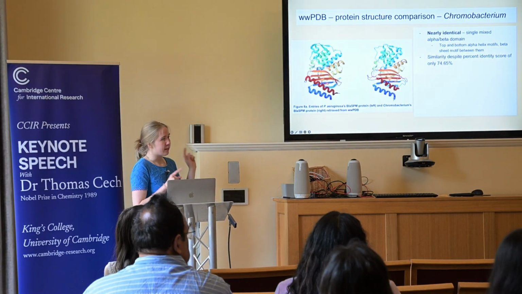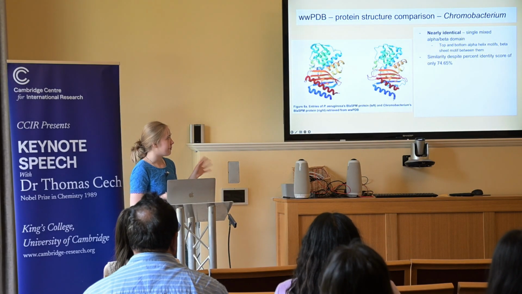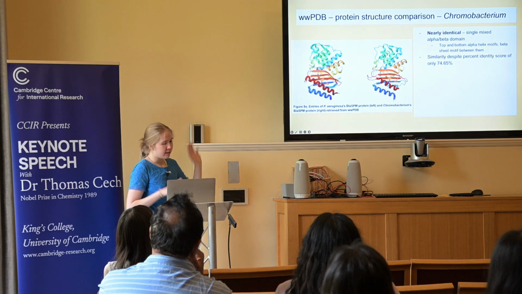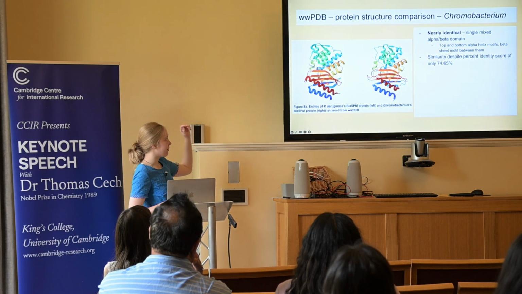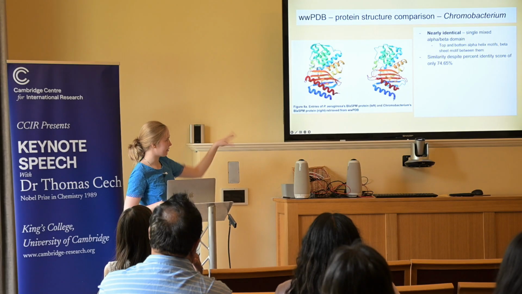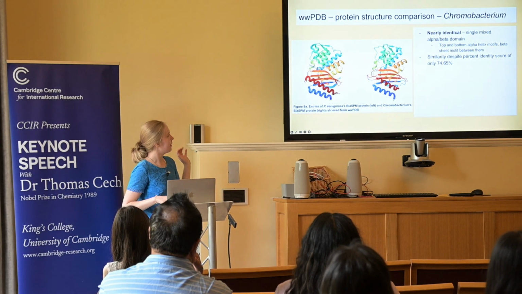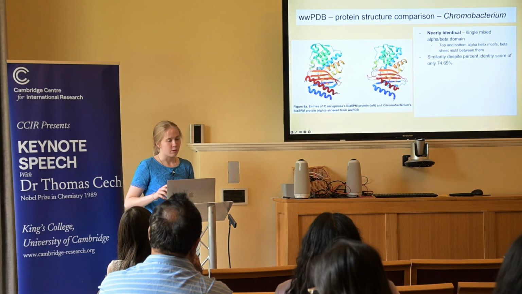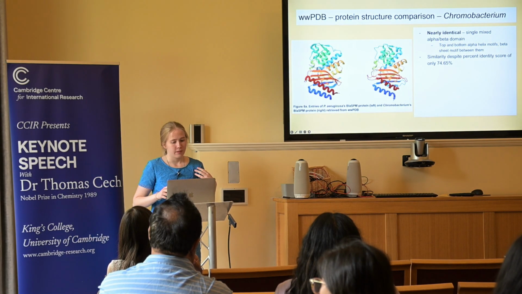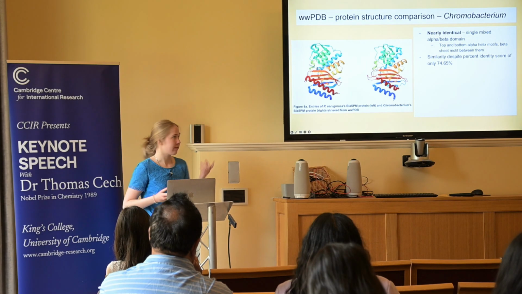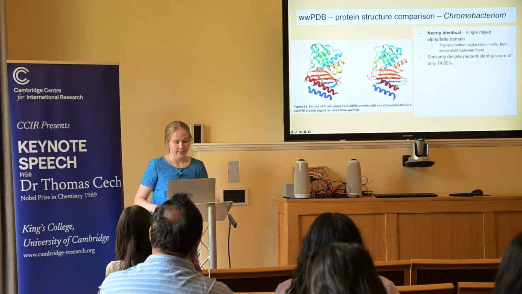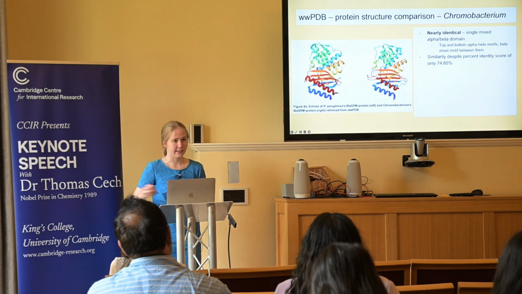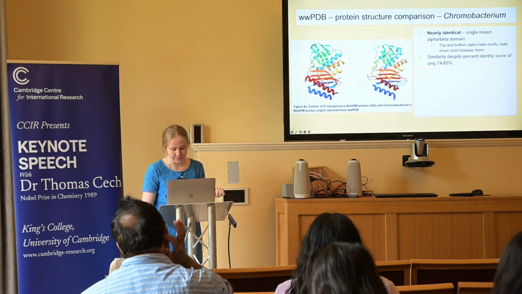So this time we were able to get both proteins from WWPDB, and as you can see, they look almost exactly the same. There's just this single mixed alpha beta domain with the helixes on the top, helixes on the bottom, and beta sheets in the middle. And this similarity was kind of surprising because this species, Carbapenem, had a relatively low percent identity score, which is only 74.65%. Usually we expect the higher the percent identity, the more similar the protein.